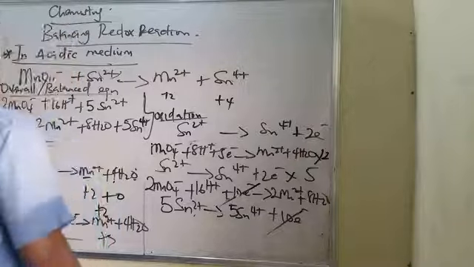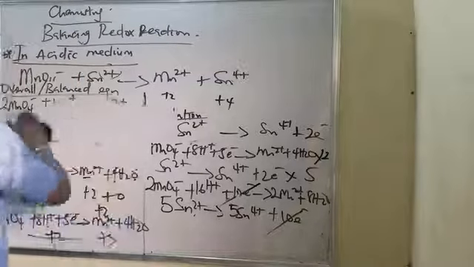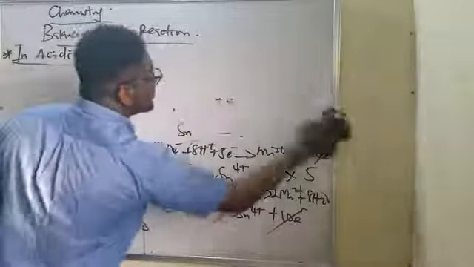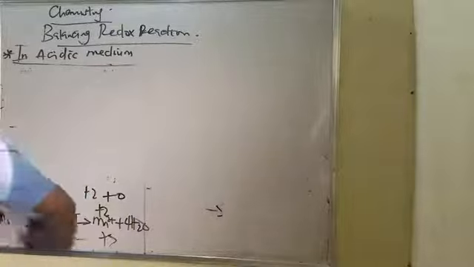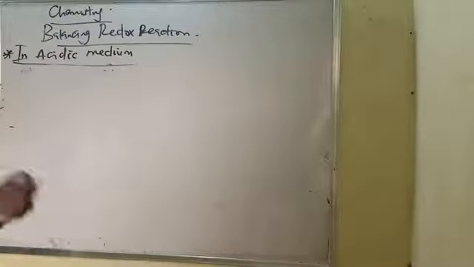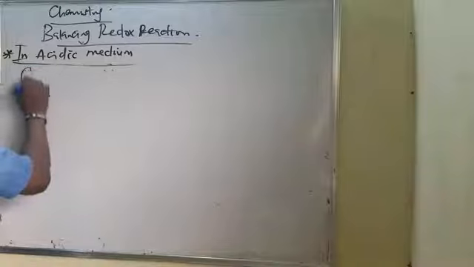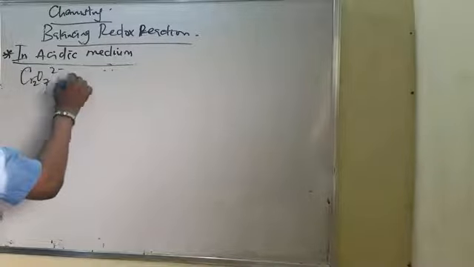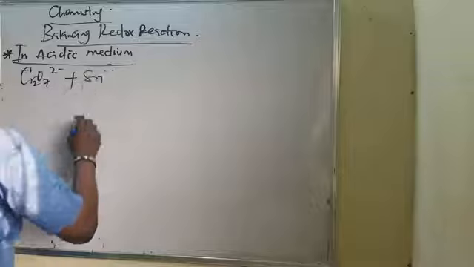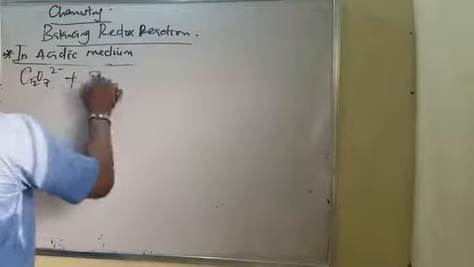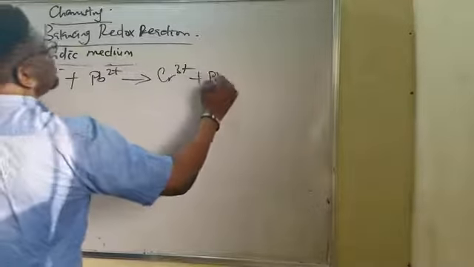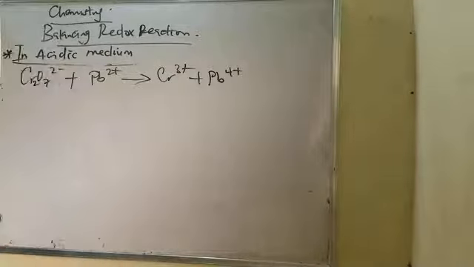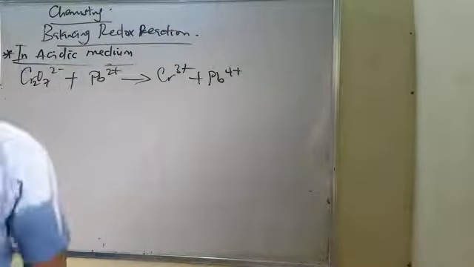Other times you may be given a different one, so let's just play around. I would not solve this step by step, but I just want us to play around with it. Let's assume we are given Cr2O7²⁻ + Pb²⁺ to Cr³⁺ + Pb⁴⁺. If I want to do this, I will just stop halfway. I believe you can follow the steps to get the final equation.